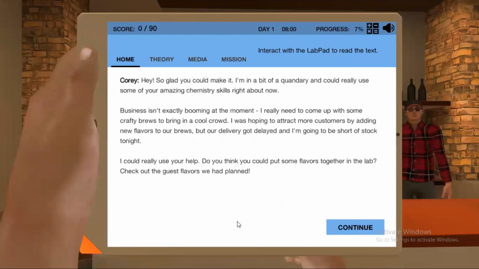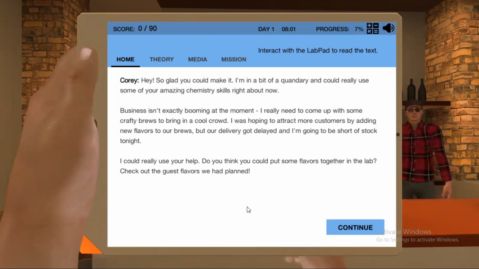So glad you could make it. I'm in a bit of a quandary with your amazing chemistry skills right about now. This isn't exactly moving at the moment. I really need to come up with some crafty brews to bring in a cool crowd. I was hoping to attract more customers by adding new flavors to our brews, but our delivery got delayed and I'm going to be short of stock tonight. I could really use your help.